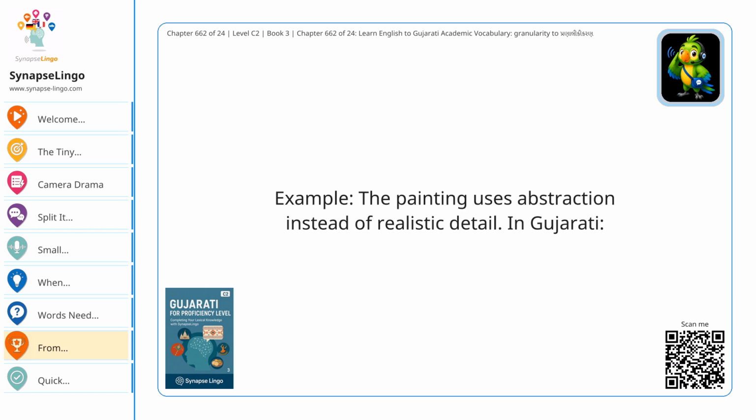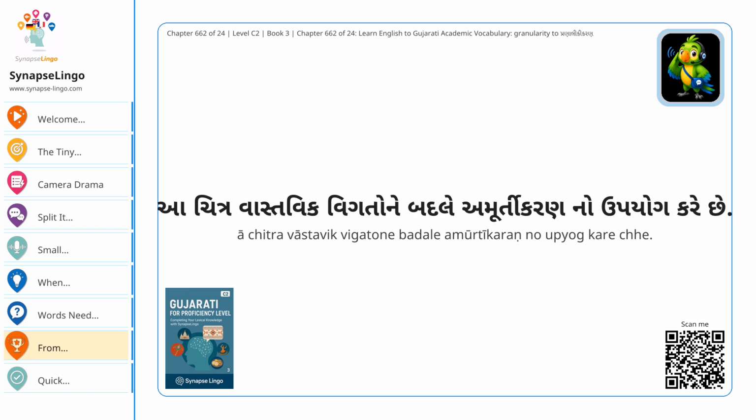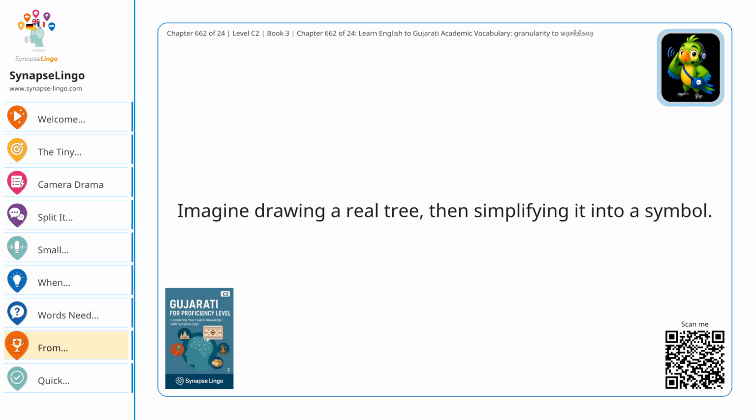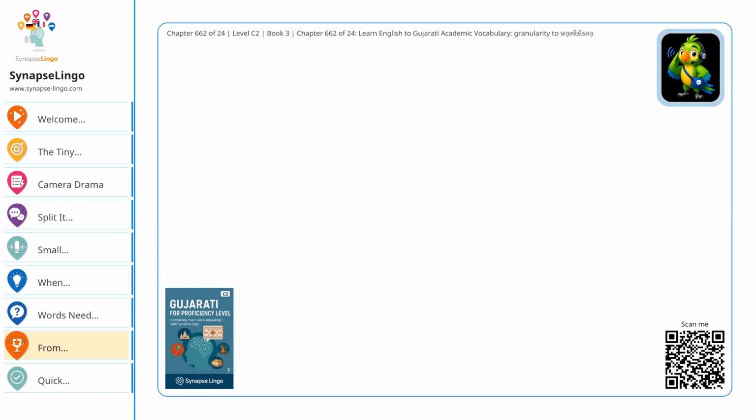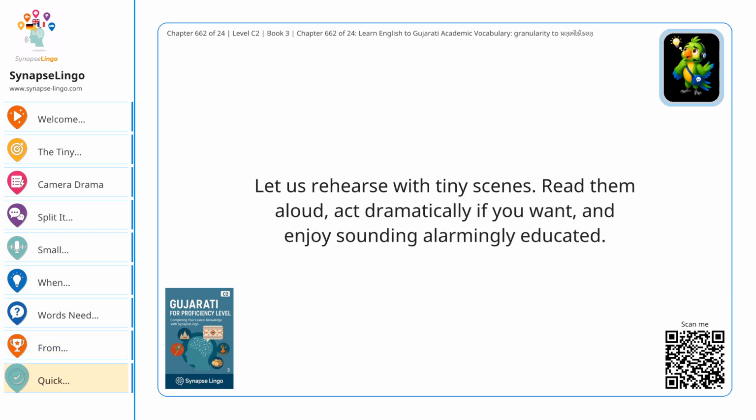Example: the painting uses abstraction instead of realistic detail. In Gujarati, આ ચિત્ર વાસ્તવિક વિગતોને બદલે અમૂર્તીકરણનો ઉપયોગ કરે છે. Imagine drawing a real tree, then simplifying it into a symbol. That leap toward idea land is અમૂર્તીકરણ. Quick dialogue circus. Let us rehearse with tiny scenes. Read them aloud, act dramatically if you want, and enjoy sounding alarmingly educated.